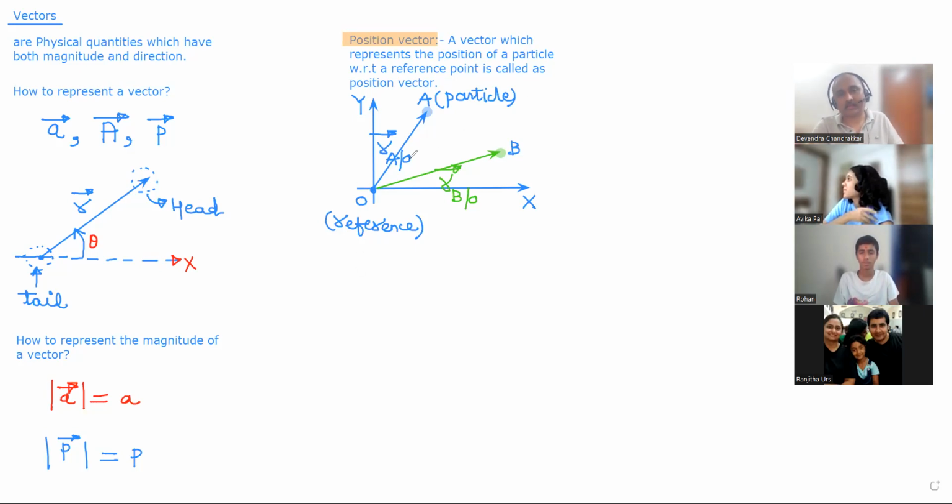So these are position vectors. Now, Ranjita, we are learning vectors. I'll give you an overview of it when I explain. Let me explain this first to all of you.